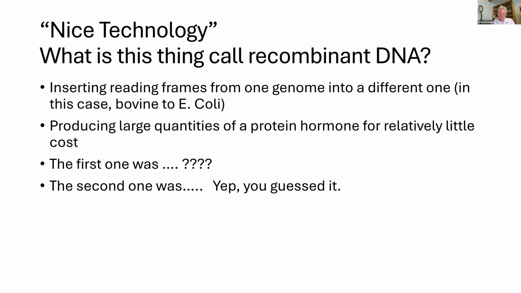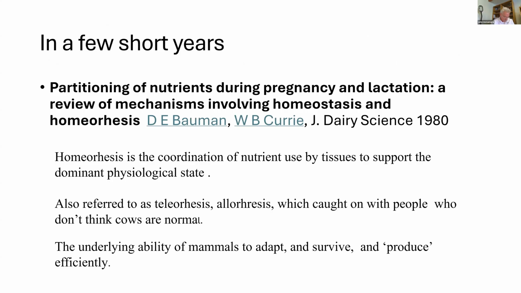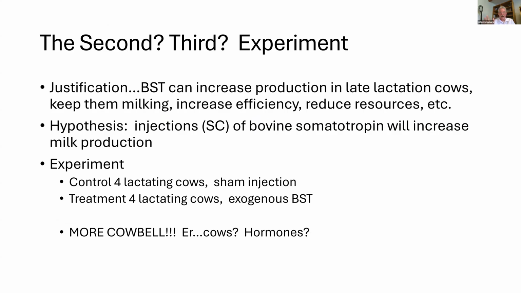What was the second one? Somatotropin. So this was the study done, partitioning of nutrients during pregnancy and lactation, a review of mechanisms involving homeostasis and homeorhesis. I'm going to show you one more experiment and then we'll wrap up. Bovine somatotropin. Does bovine somatotropin increase milk production? Can we use this as a way to improve milk production naturally using bovine's own hormone? Very simple experiment, 4 cows with a sham injection, 4 cows with BST.